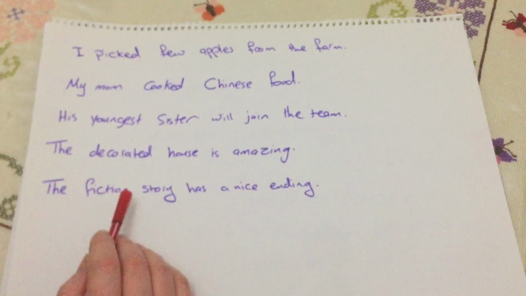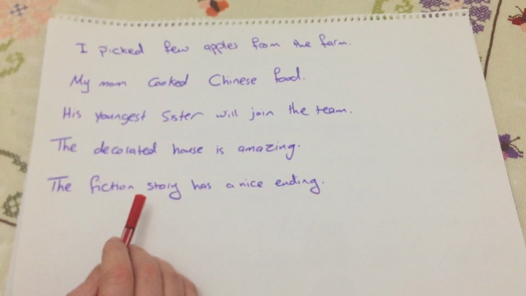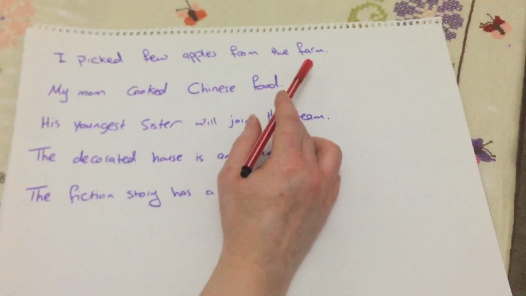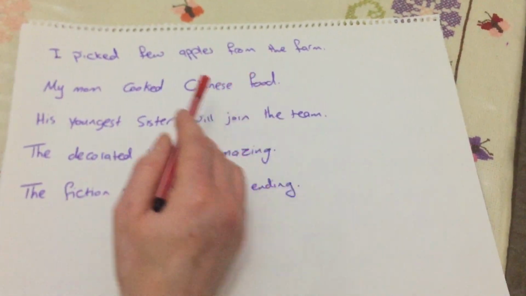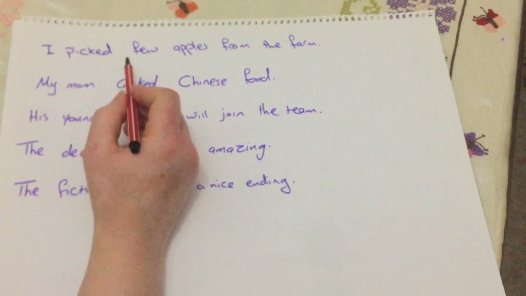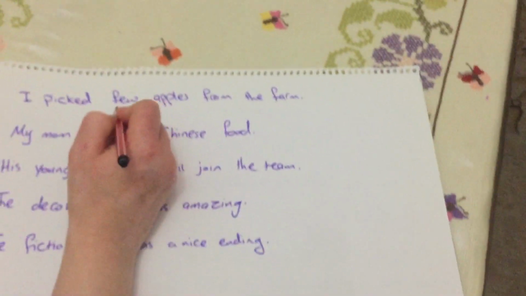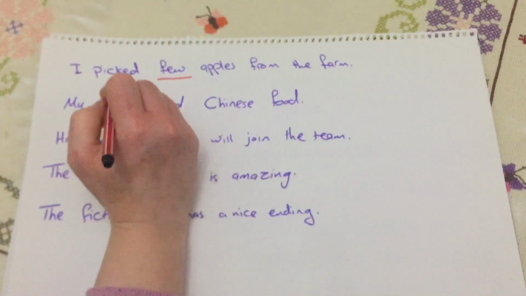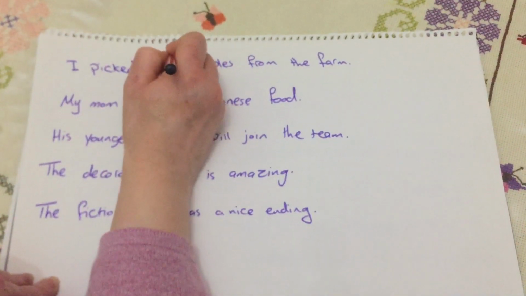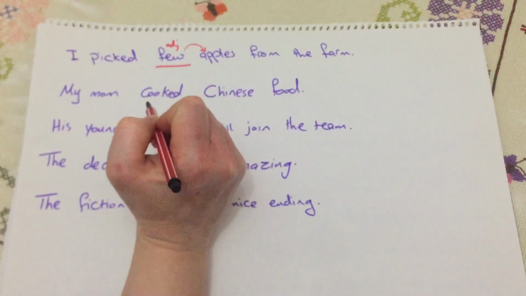Okay, let's see now these examples as a practice for kinds of adjectives. I picked few apples from the farm. This sentence is describing what? Apples. How does the sentence describe apples, or what do we use to describe apples? We have few apples we picked from the farm. So few is an adjective that describes the noun apples.